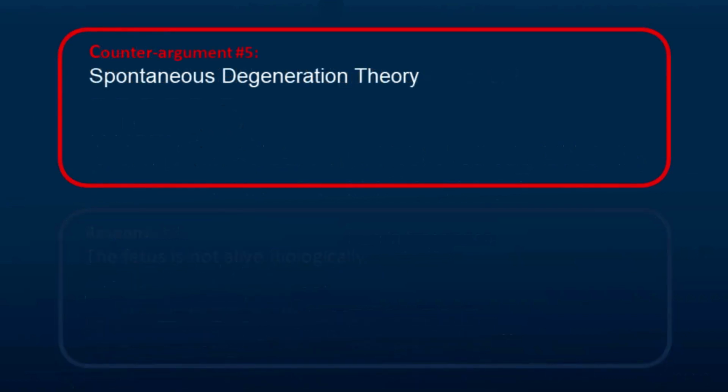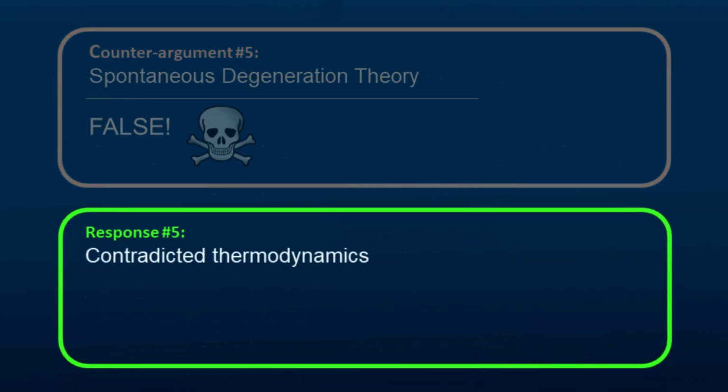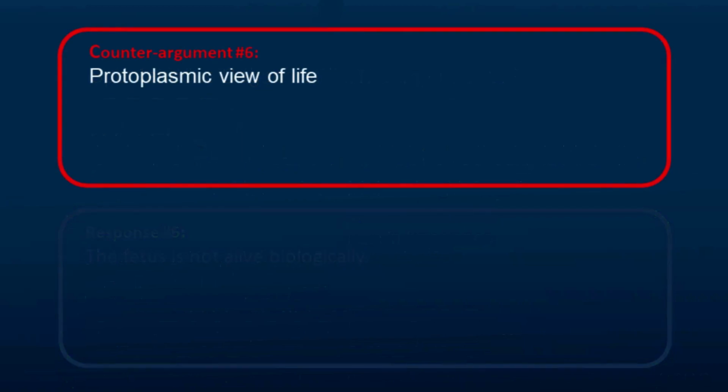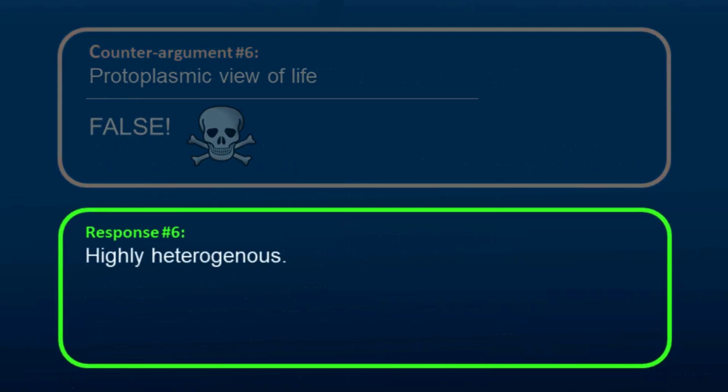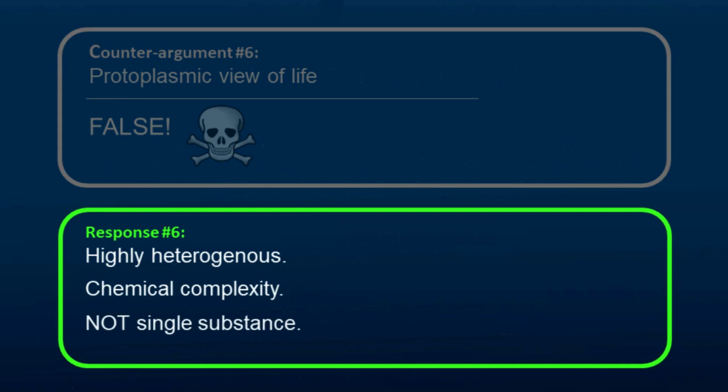Another counterargument is that the spontaneous degeneration theory can explain the origin of information in DNA. This argument is completely false. The spontaneous degeneration theory contradicted the second law of thermodynamics. Another counterargument is about the protoplasmic view of life. This argument is completely false. Cytological studies revealed that substances are highly heterogeneous and revealed the relative cellular nucleus during cell division. Biochemical studies revealed the chemical complexity of the living cell. A single substance cannot be responsible for the transition from non-life to life.